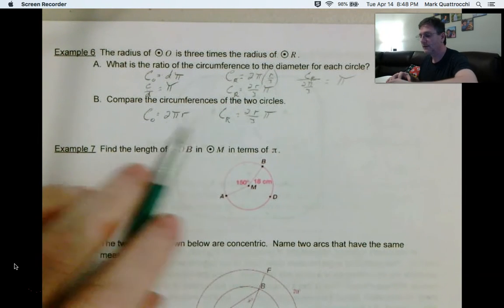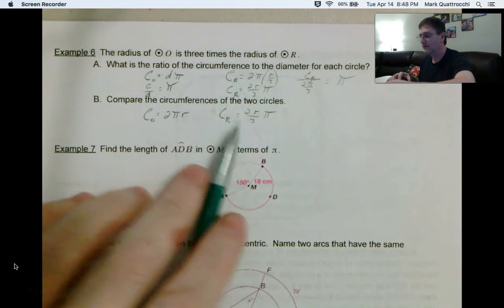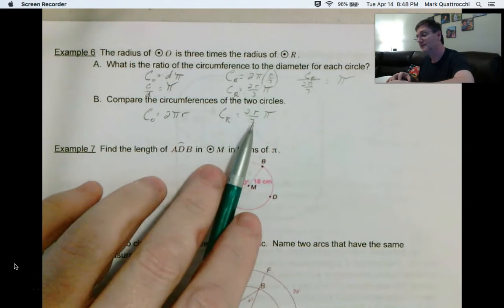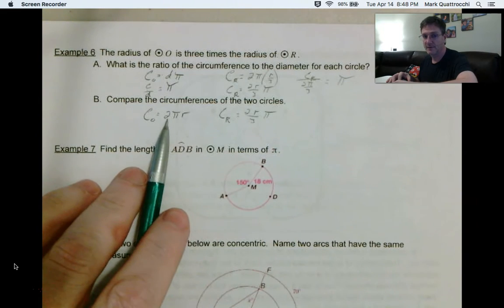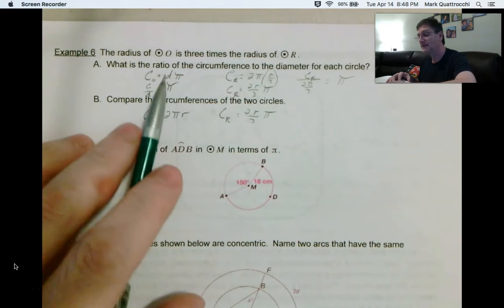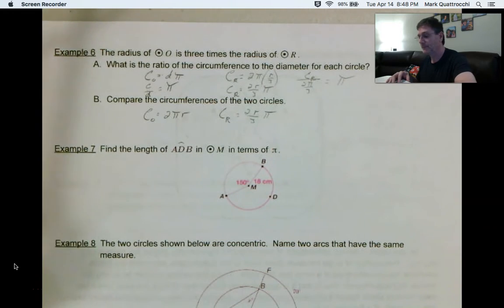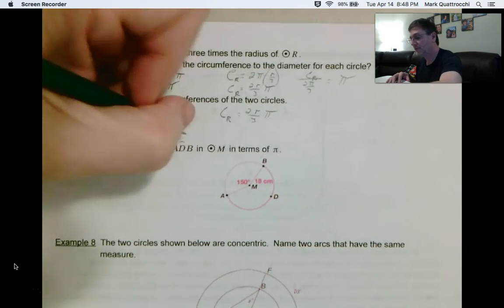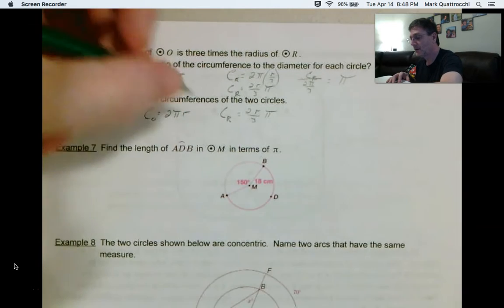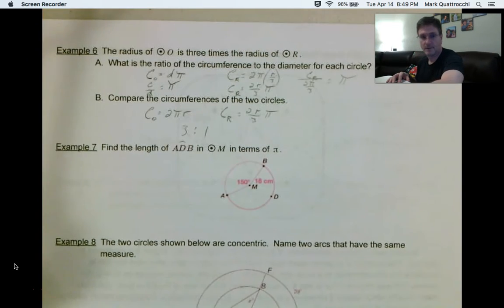Well, this circumference is 3 times the size of this circumference. This one is 1/3 the size of this circumference. So if the radius is 3 times as big, then the circumference is 3 times as big. So compare the circumferences. They are in a 3:1 ratio.